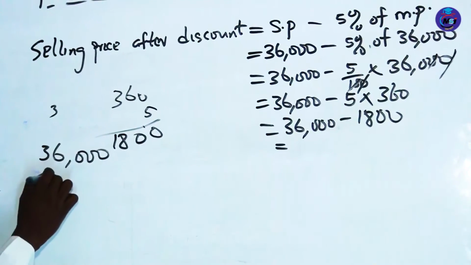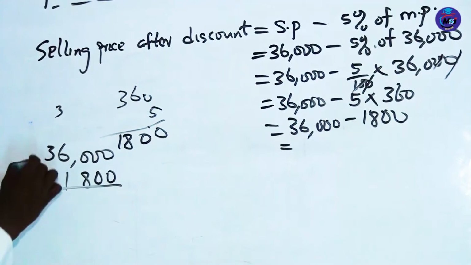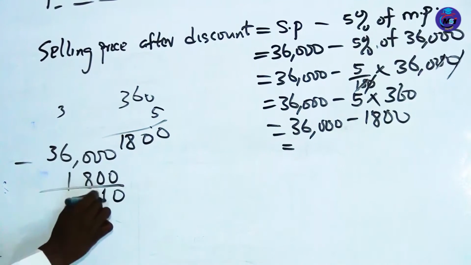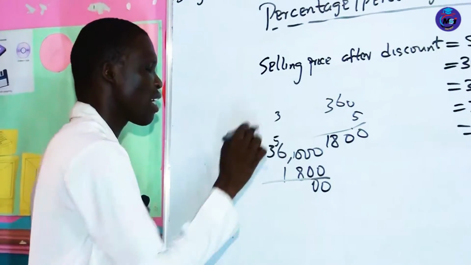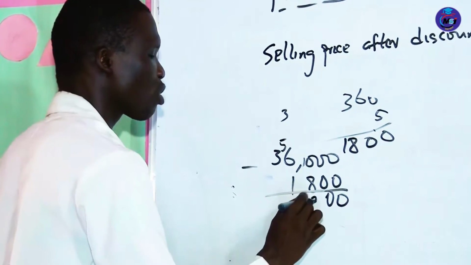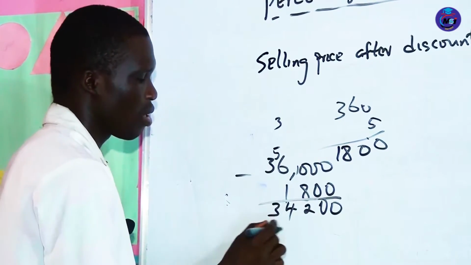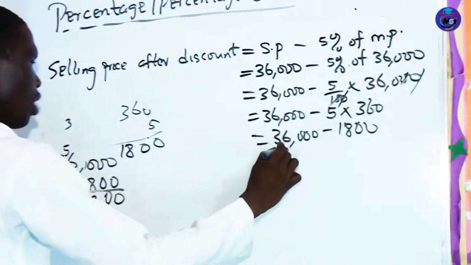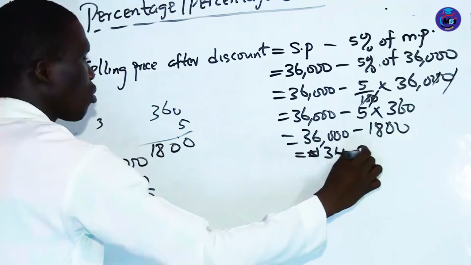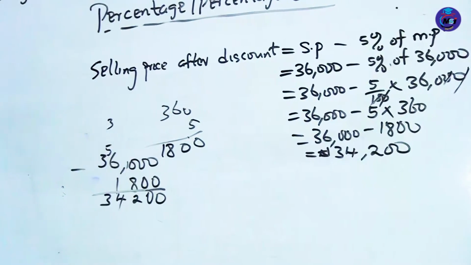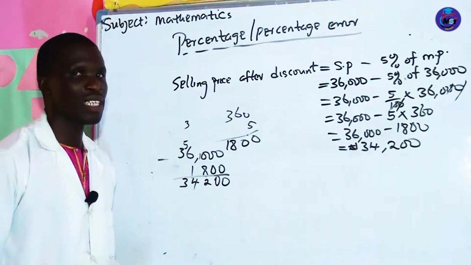Okay, now let's subtract 1,800 from 36,000. We are going to do 0 minus 0, 0 minus 0. We have 8 here. We get 1 from here. 5 remains here. 10 minus 8 will give us 2. 5 minus 1 will give us 4. And you bring 3 down. So this will give us 34,200. So this will give us the selling price after discount.